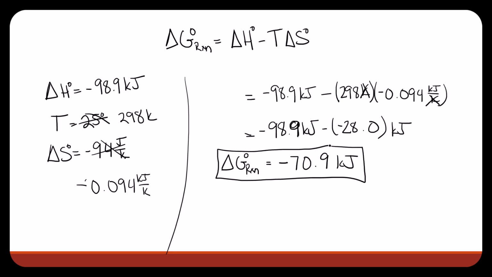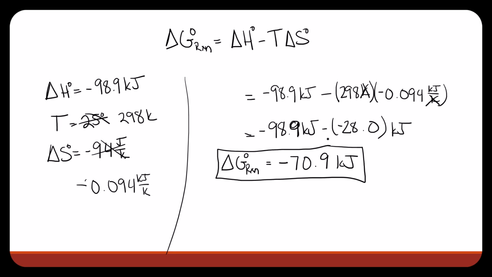Now, we've got to think about what we just calculated, okay? Gibbs Free Energy. So that is a measurement of energy. So our units are in kilojoules. That makes sense to me, okay? So I followed my units in. I got kilojoules as my answer, and it's an energy measurement. That makes sense to me, so that's good.